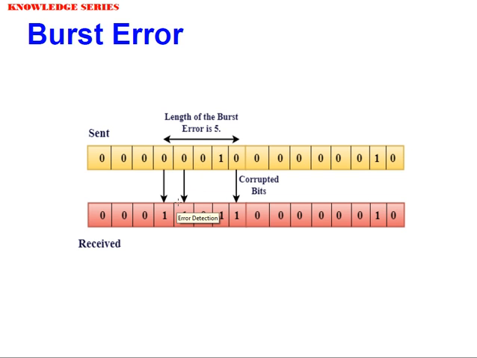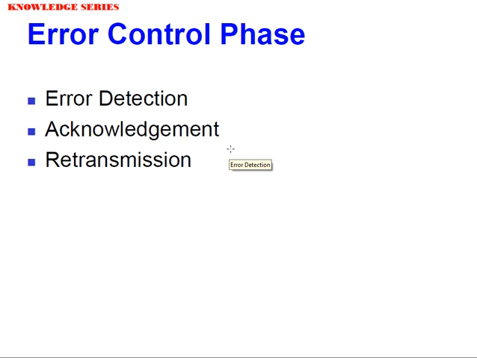Burst error basically occurs in serial data transmission, whereas a single bit error occurs in parallel data transmission. The number of affected bits depends upon the noise as well as the data rate. That means if the noise is more, then the data rate reduces, because more bits change. If the noise is less, fewer bits change, so your data rate will be better. That is what we tried to see in the case of burst error.